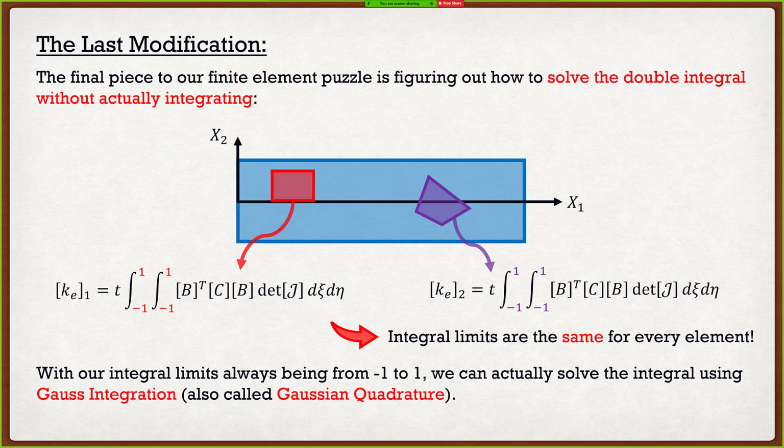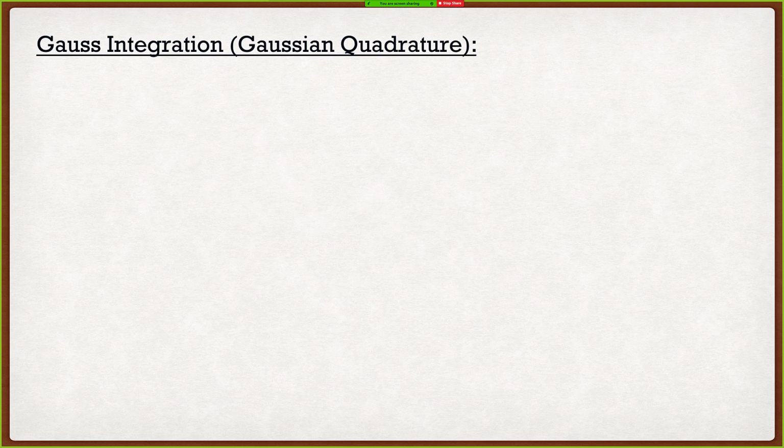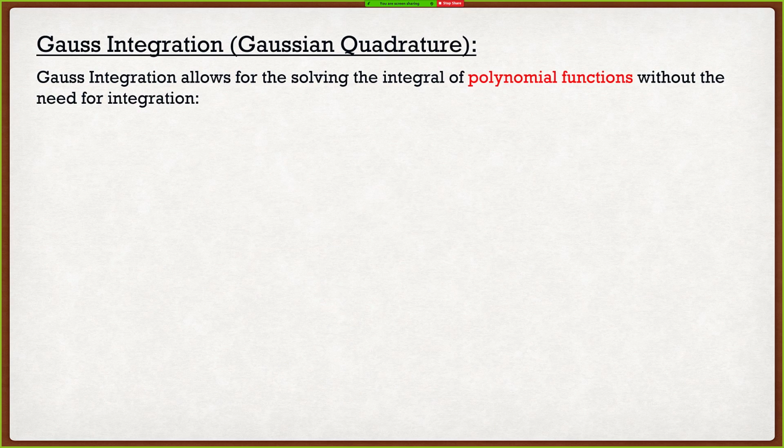And since our integral limits are always from -1 to 1, we can actually solve the integral using Gauss integration, which again, the formal mathematical name is Gaussian quadrature. All right, so that's what we're going to do here now. So let's discuss what exactly this is. Gauss integration allows for the solving of the integral of polynomial functions without the need for integration.